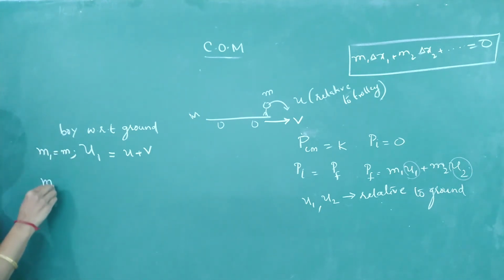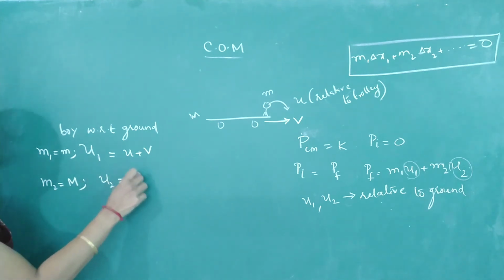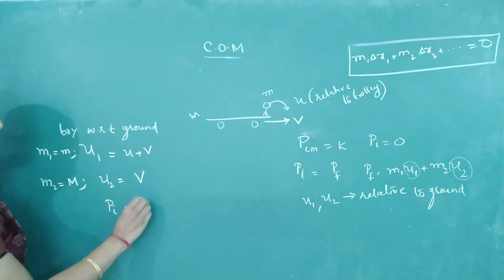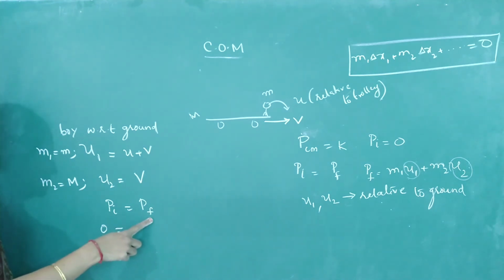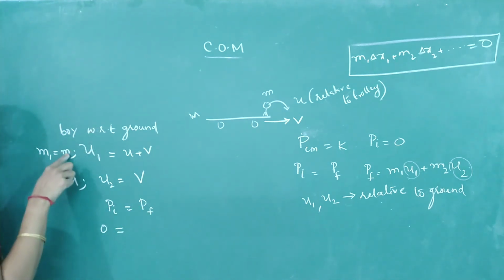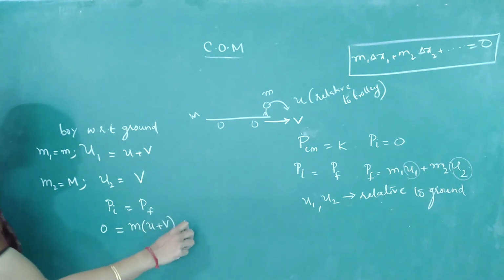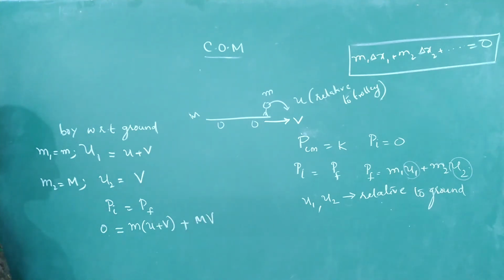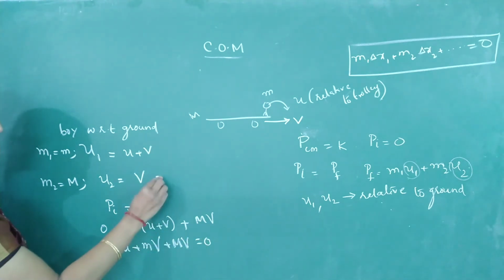Now for the trolley, capital M, what is the speed I have taken? Capital V. Now use the conservation of momentum. Initial momentum should be equal to final. Initial momentum is anyway 0, the system is at rest. Final momentum, m1 u1, so small m into (u plus V) plus m2 u2, capital M into V, must be equal to 0. Open the bracket and simplify. mu plus m into capital V plus capital M into V should be 0.